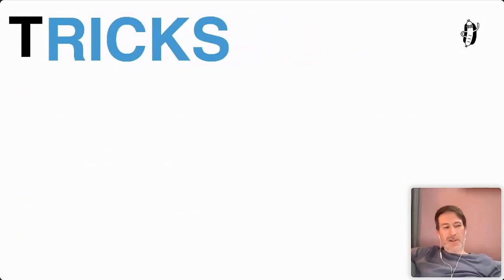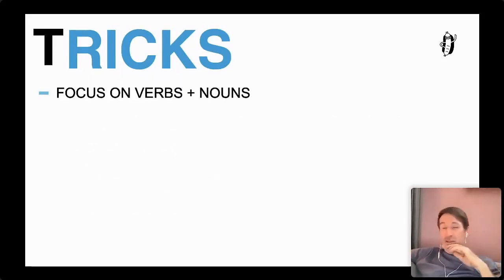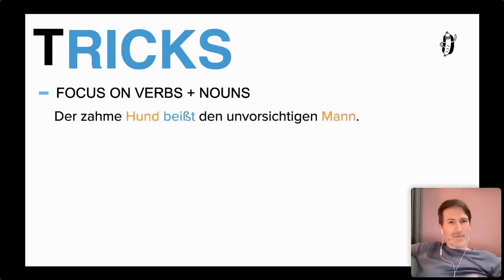So here are a couple of tricks for those who want to save energy. If you want to really get to the core of things quickly in a text, focus on the verbs and the nouns. Yes, you lose, of course, a lot of the details, but I'll give you an example here, two sentences.